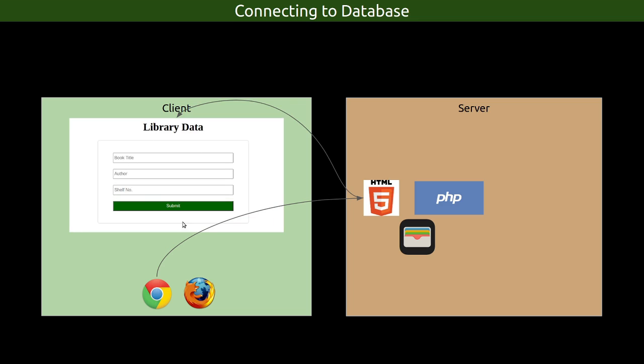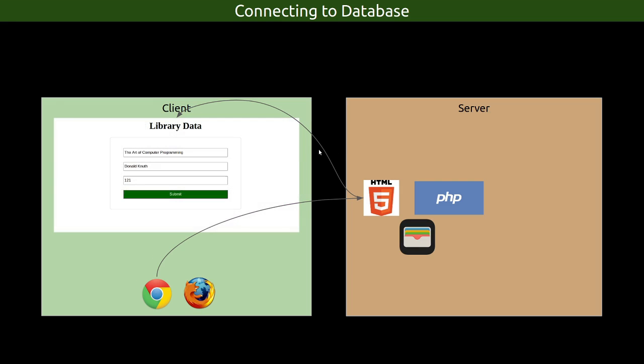So this is a sample HTML form which has 3 text boxes: book title, author and shelf number, and it has a submit button. When you click on this submit button, something should happen on the server side. Before that, you need to fill up the details. I have already filled up some details here: the name of the book, the author of the book, and the shelf number to which that book is placed.